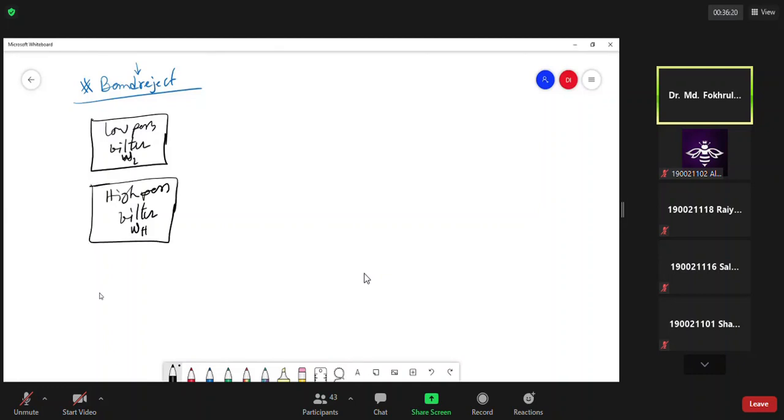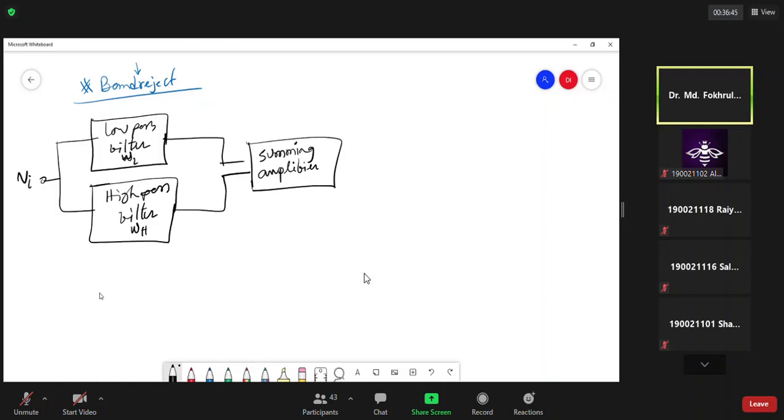Then if we connect these two, provide the input Vi, and then pass it through the summing amplifier, it will perform like a band reject filter. If it is V1 and V2, then the output will be V naught equals V1 plus V2.